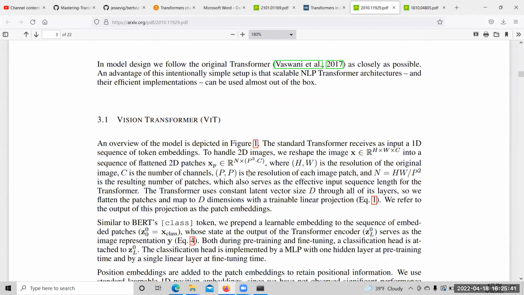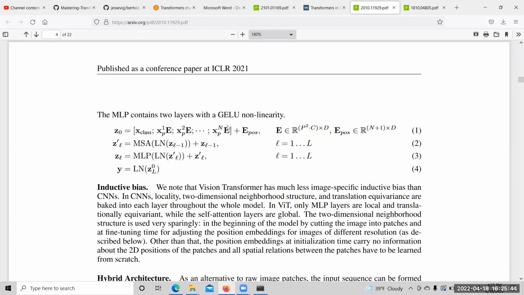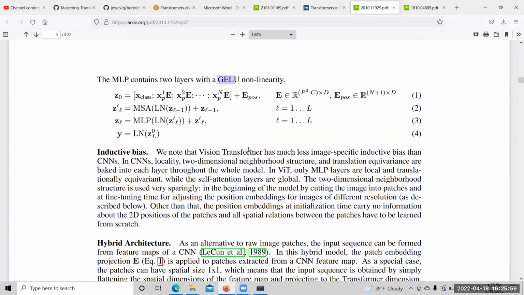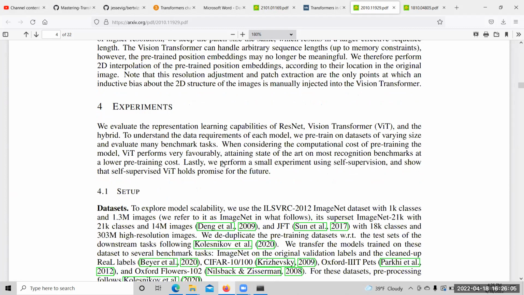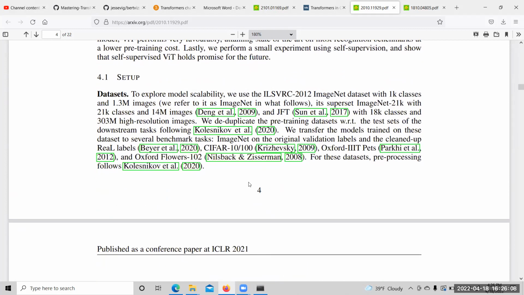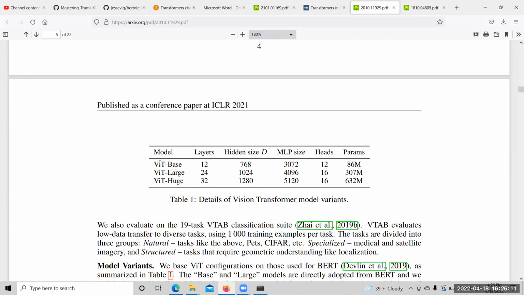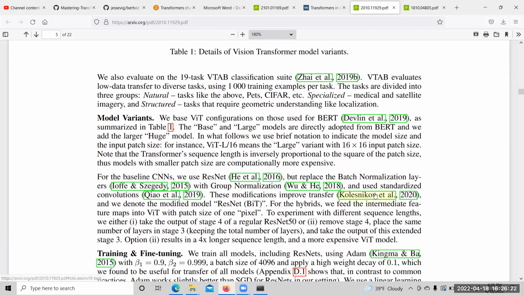Here's the model overview. GELU is a new activation function. If you remember ReLU, GELU is the new one that uses some ideas from the Gaussian, the normal distribution, the Gauss function. So something also worth looking at. It talks about fine-tuning also. And then here are the experiments. You can see they're running this on various benchmarks. There's a ViT base, large, and huge. That's hilarious. The number of parameters for huge is 632 million. So that's pretty big.